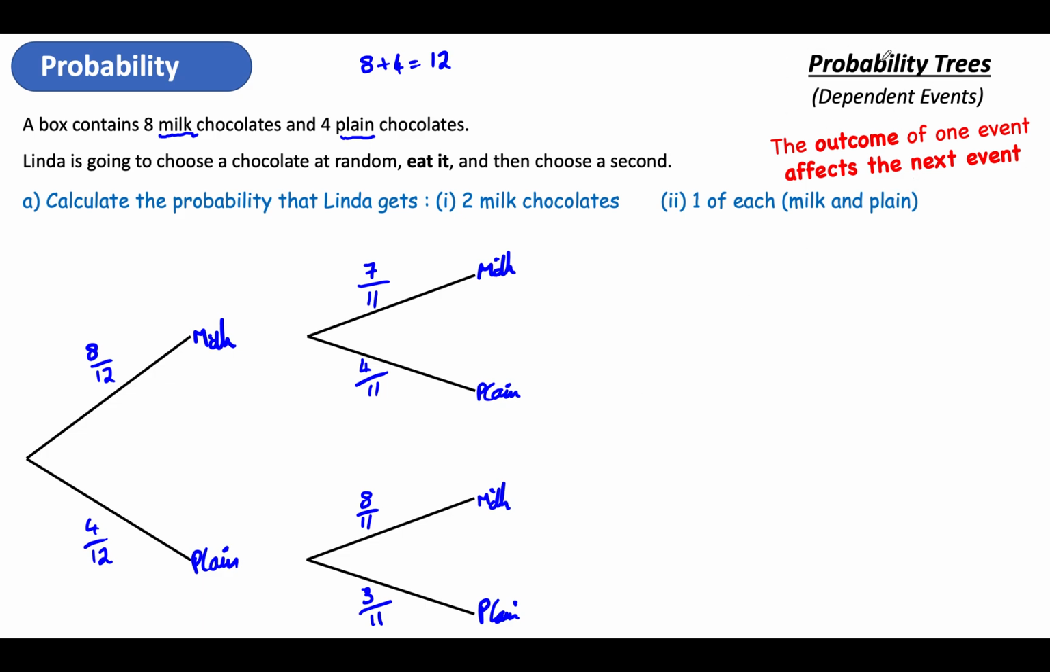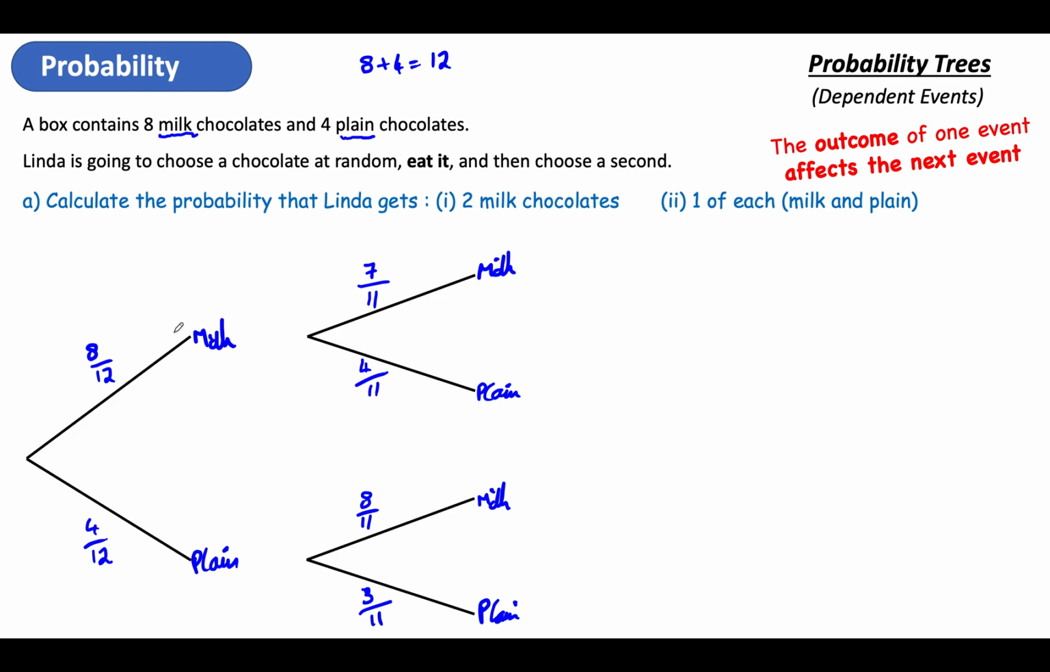And that is the only difference with dependent events. It's a big difference, but it's the only difference. So you have to keep in mind on your set of branches what has happened before and how that affects the outcome. Okay, so let's calculate the probability that Linda gets 2 milk chocolates.